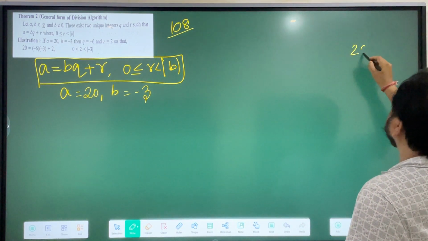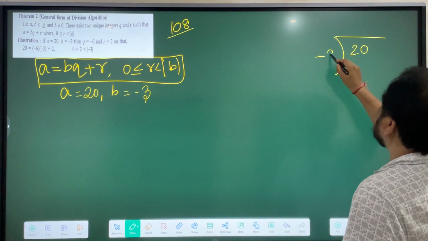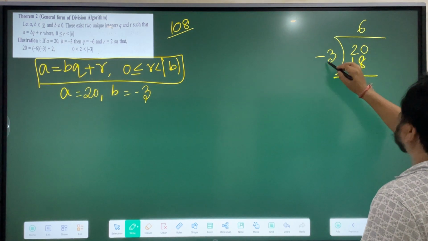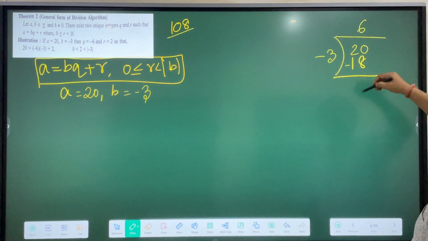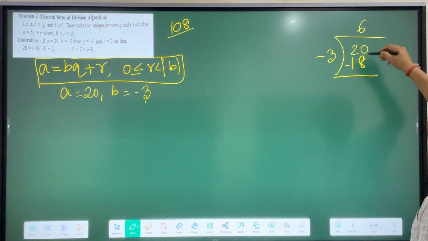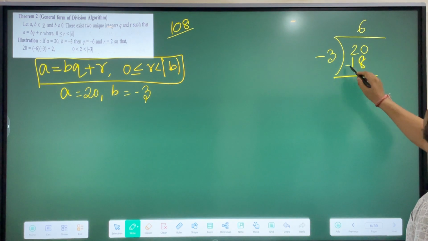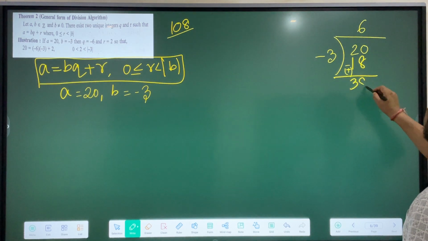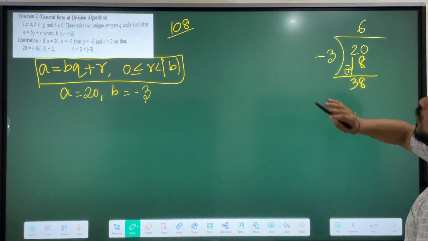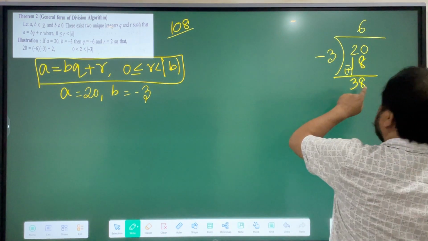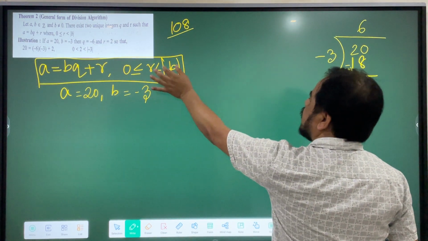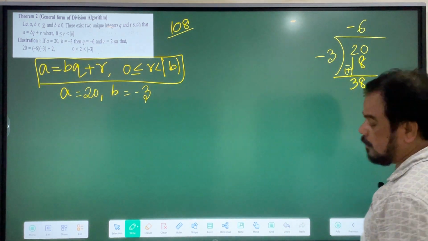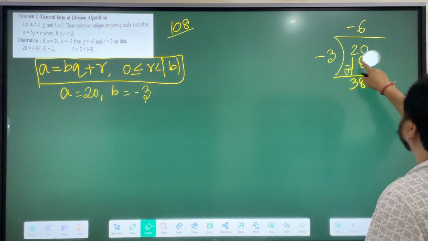What is A? 20. I have written 20 here. What is B? Minus 3. Now we have to divide 20 by minus 3. 3, 6, 18. But minus 3 into 6 is minus 18. So this one we have to subtract. Always, while dividing, we subtract these two numbers. While subtracting, the minus sign is there, so it becomes plus. So 20 plus 18 becomes 38. This 38 is greater than minus 3, which is impossible. 38 is the remainder, and the remainder cannot be greater than B. The condition is given here. So we have to do minus 3 into minus 6, then only we will get the remainder small.